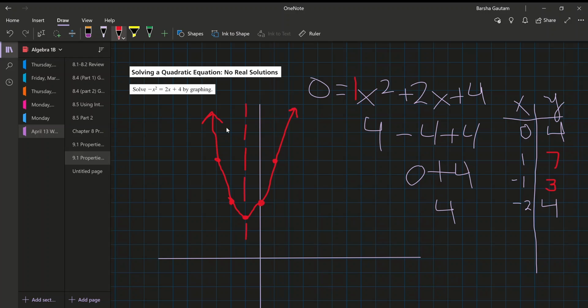Alright, so now what are our roots going to be then? Well, the root is when our graph crosses the x-axis. Since it's never going to cross the x-axis, that means that there are no real solutions. So this one does not have any real roots. And that's it.